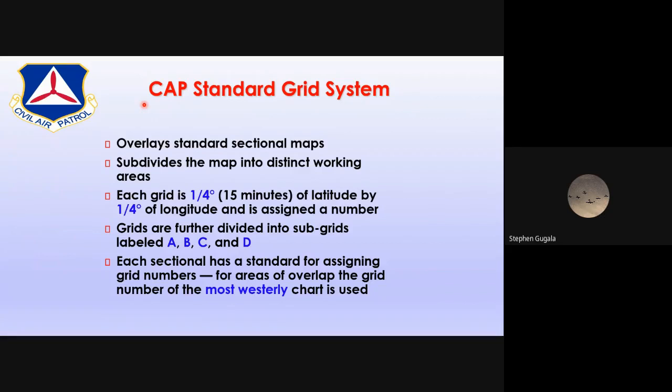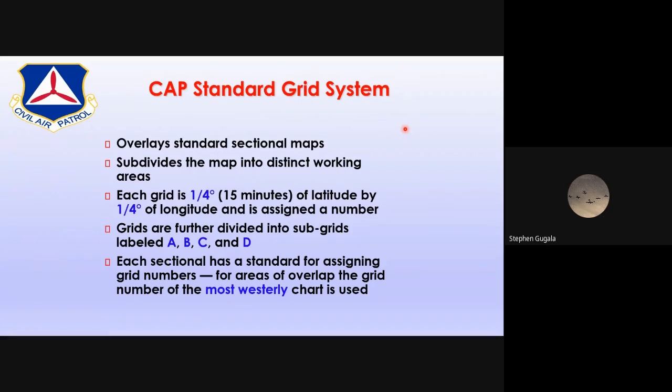Another method for reporting position, and I'm going to speed up here because Mike's still got to get some stuff in, is the CAP grid system. Before I get too far along with this, get an old sectional as part of your kit for the regions that you're going to be operating in and hand grid them so that you always have a gridded sectional available. You can use an old sectional for CAP grids and for reference.